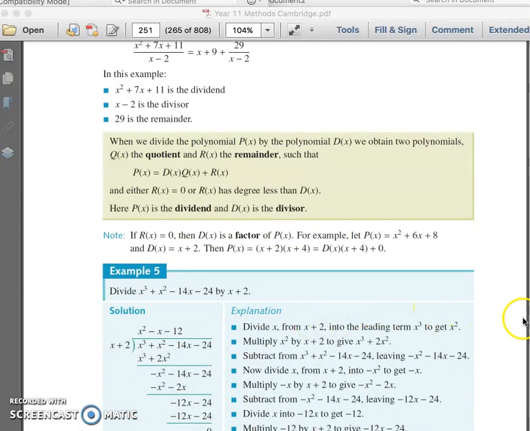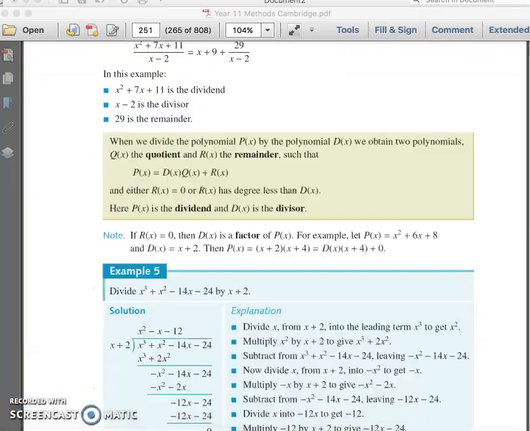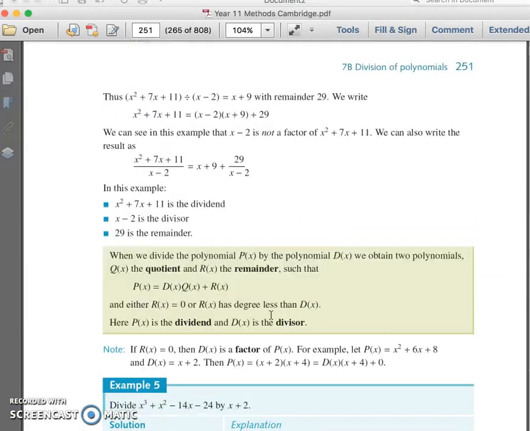Okay, now I've just written up a quick list of things I want to talk about. I want to show you equating coefficients. Where is that example?